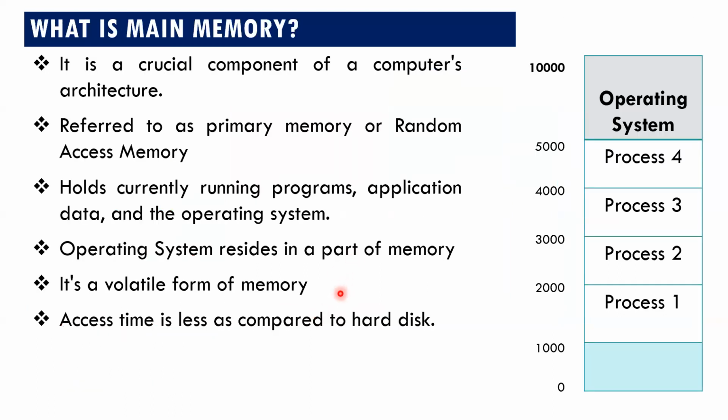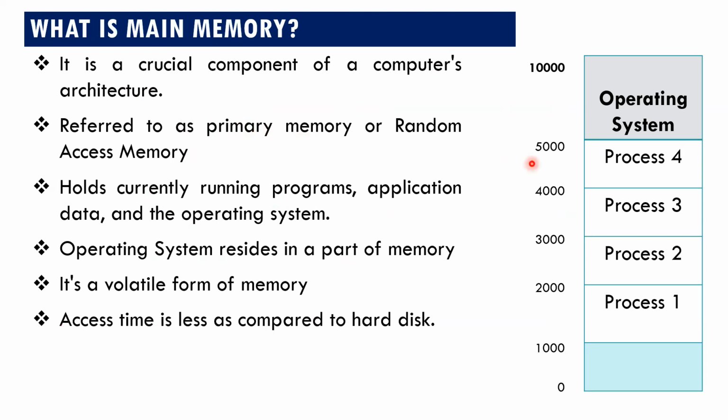Now let us see more about the main memory, because the topic is memory management, which is specifically about main memory management. So let us focus on the characteristics of main memory. Main memory is a crucial component of a computer's architecture, and it is also referred to as the primary memory or random access memory, simply called RAM.